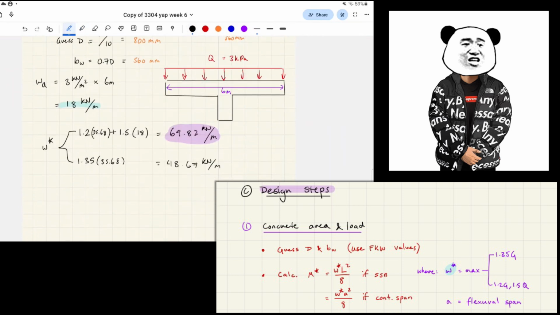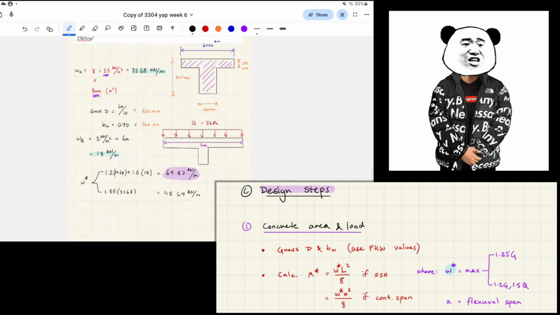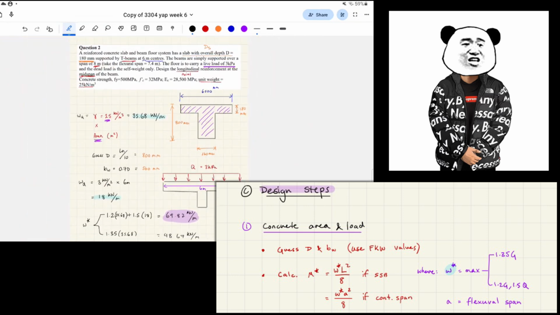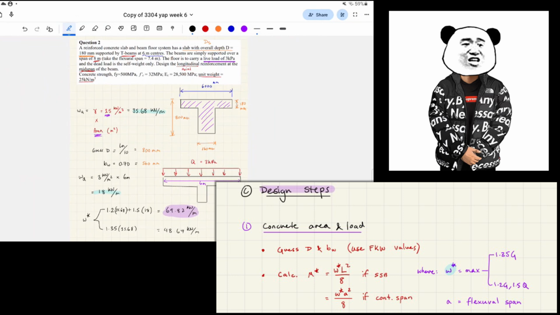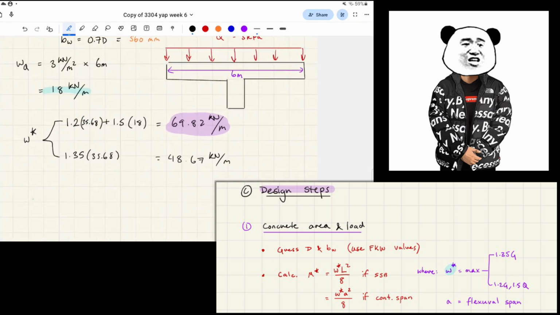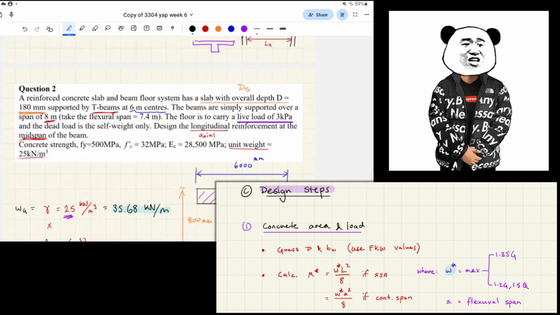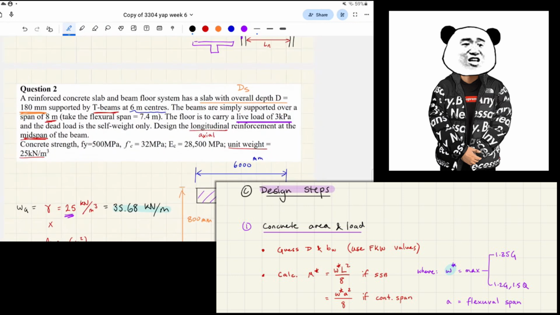All right, so can we now chuck that in for our calculation, or is there something else we have to do? I'll give you a hint. What's required in the next step is M star. According to your notes, there's two different ways, right? This is a simply supported beam or a continuous span. So we're designing a continuous system. So if it's continuous, then it's W star A squared over 8.